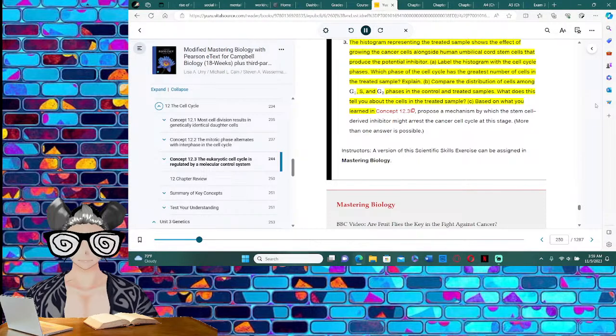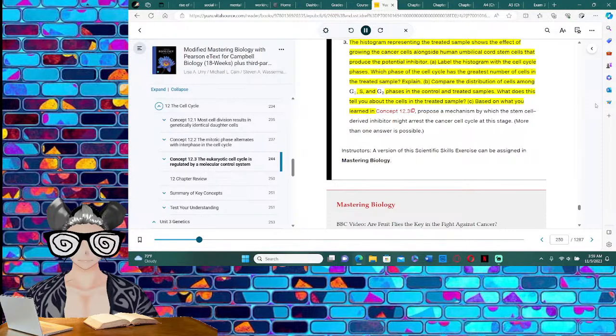umbilical cord stem cells that produce the potential inhibitor. A. Label the histogram with the cell cycle phases. Which phase of the cell cycle has the greatest number of cells in the treated sample? Explain. B. Compare the distribution of cells among G1, S, and G2 phases in the control and treated samples. What does this tell you about the cells in the treated sample?